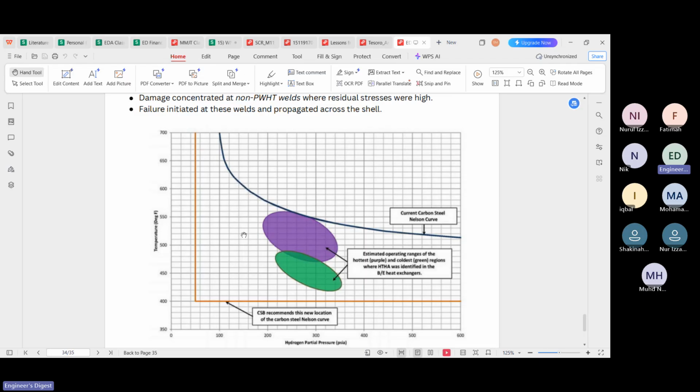Okay. So as engineers, one of the things that we need to keep in mind when we choose a material is that this material needs to be inherently safe. For carbon steel, it needs to go for PWHT. If we don't go for PWHT, then we'll have issues with HTHA. But low alloy steel also needs to go for PWHT. But inherently, low alloy steel is a better choice than carbon steel. So for this case, in my opinion, what should have happened earlier is that we use low alloy steel rather than carbon steel.